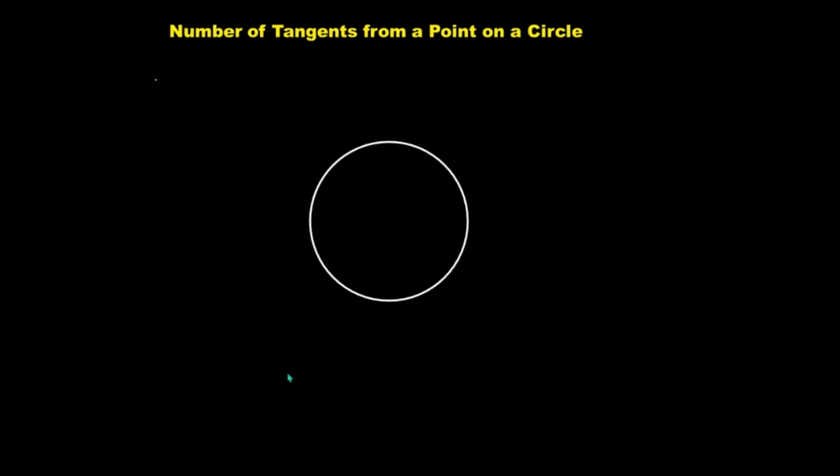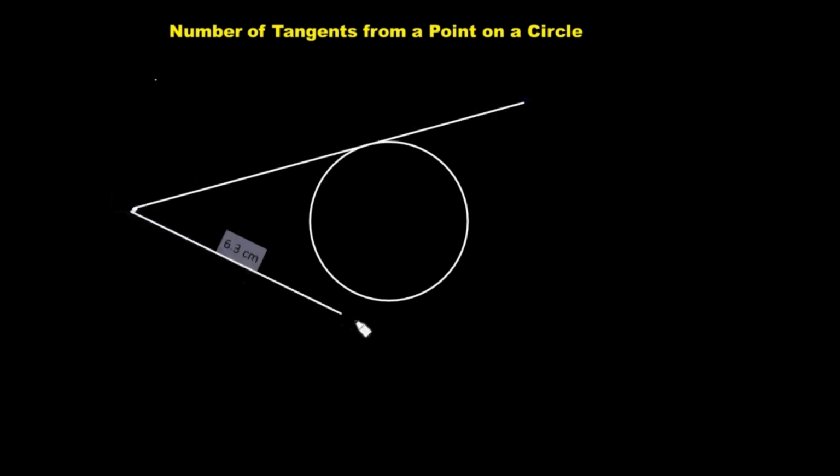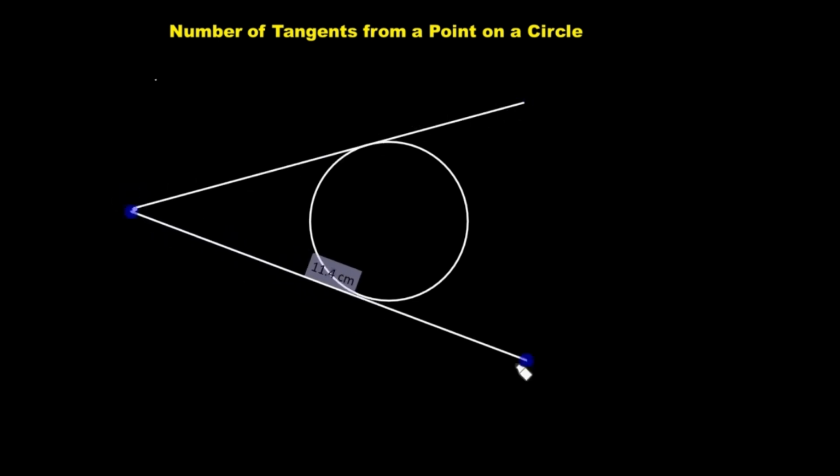The point is outside the circle, here. For your convenience, I have put it some distance away. From here, how many tangents can be drawn? You can check it here. From here, one tangent can be drawn like this, and another tangent can be drawn like this. So from the external point, let's take the point P, you can draw PQ and PR, the 2 tangents. They touch the circle at this point and at this point.